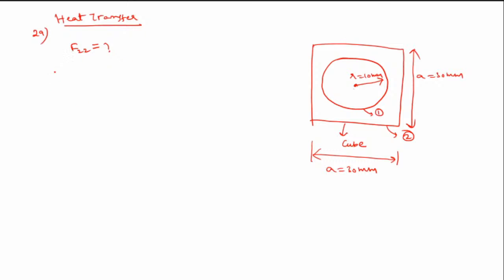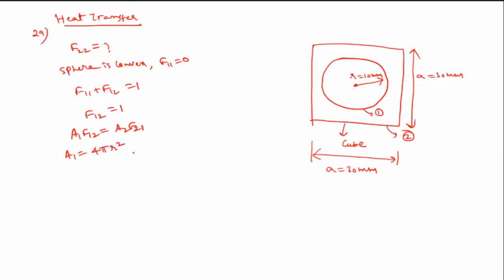Since the sphere is convex, therefore F11 is 0. We know that F11 plus F12 is equal to 1, so F12 is equal to 1 because F11 is 0, and we know from the reciprocity relation A1 F12 is equal to A2 F21. What is A1? A1 is the surface area of the sphere, that is 4 pi r square. F12 is 1, and A2 is the surface area of the cube. Each side has surface area a square, so 6 sides means 6 a square. Substituting these values, 4 pi r square into F12 is 1, A2 is 6 a square into F21, which we need to find.